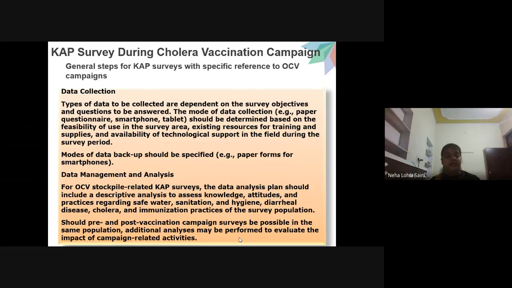Okay, then data management and analysis for this oral cholera vaccination stockpile related KAP survey. The data analysis plan should include descriptive analysis. Okay, why? To assess knowledge, attitude, and practices regarding the safe water, sanitation, hygiene. Whatever points they have included in our objective. Then, if we are doing pre and post vaccination campaign, it is possible in the same population. Additional analysis may be performed to evaluate the impact of campaign related activities. So, a t-test, pre and post t-test is possible, and then regression analysis can be done also.